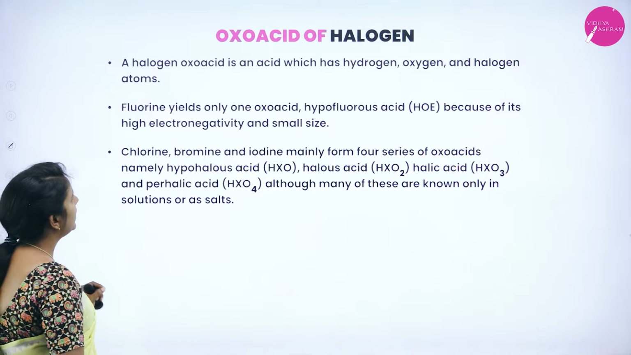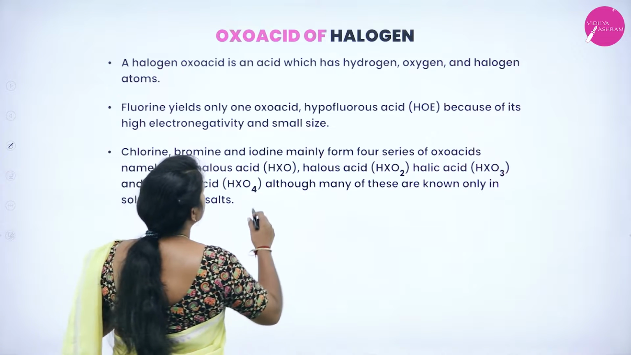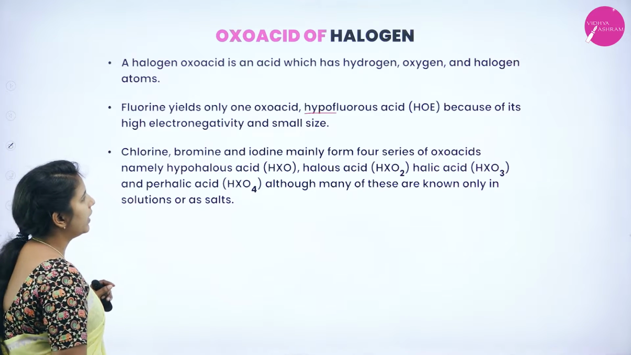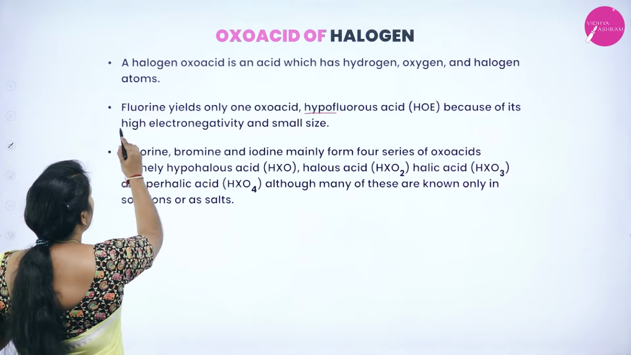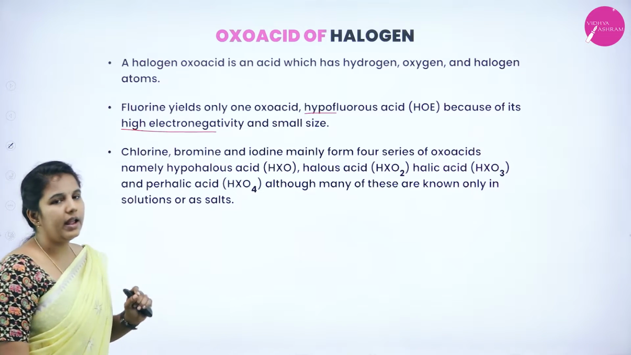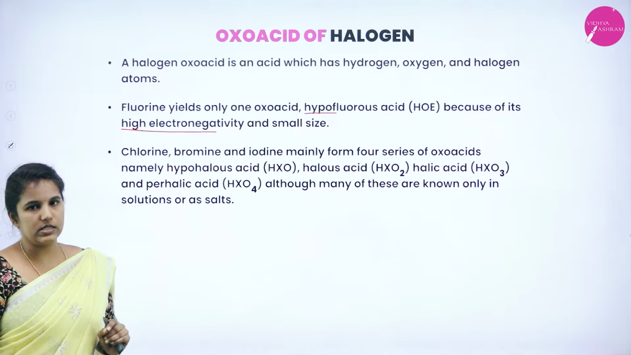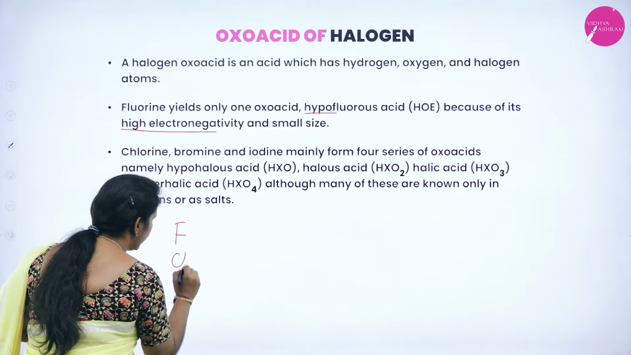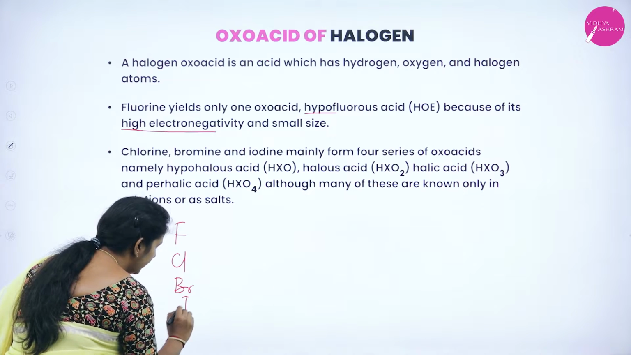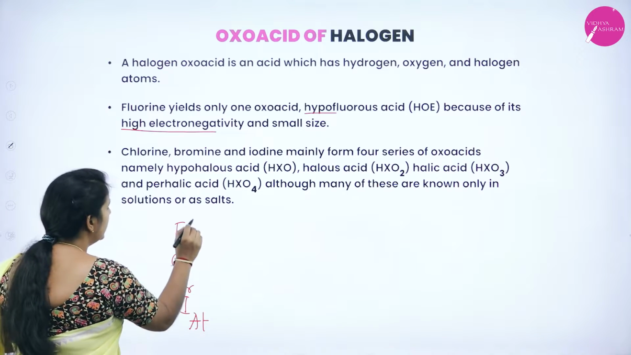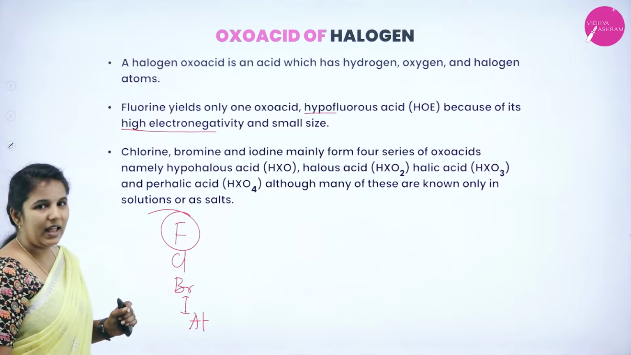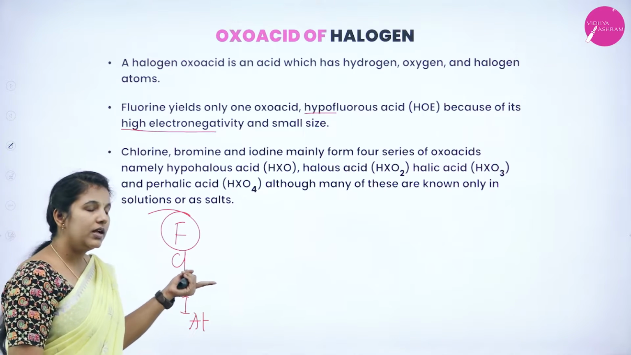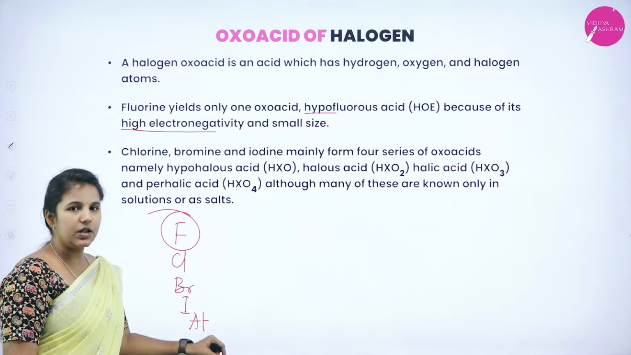Fluorine will yield only one oxoacid, known as hypofluorous acid, because of its high electronegativity and small size. If you consider fluorine, chlorine, bromine, iodine and astatine, fluorine is the only exceptional element, and it shows different behavior from the rest of the elements.